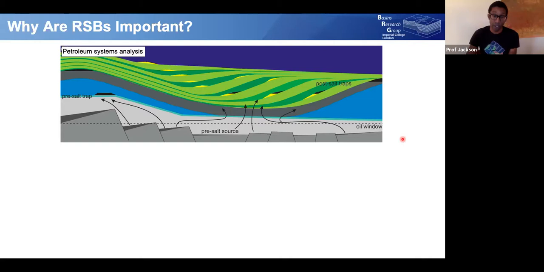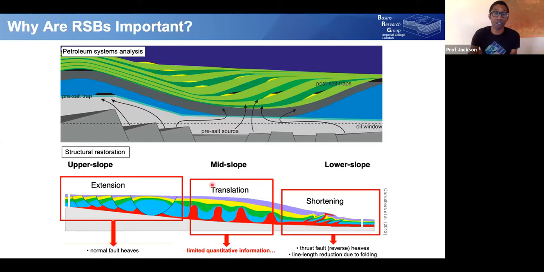Ramp-Syncline basins may also be useful for structural restoration. As I said, we often see these in this translational domain, where normally we'd have relatively limited quantitative information if we were doing a structural restoration, if we simply had vertical salt tectonics documented here in the form of diapirs, passive diapirs, and down-building mini basins. But if we have base salt relief in this location, we may actually get some information in these Ramp-Syncline basins about how far the overburden and the salt structures themselves have traveled. It's easier in the upslope domain because we can just look at extensional normal fault heaves, and down dip in the lower slope, we could look at thrust fault contractional heaves and try and use those to inform our restoration.